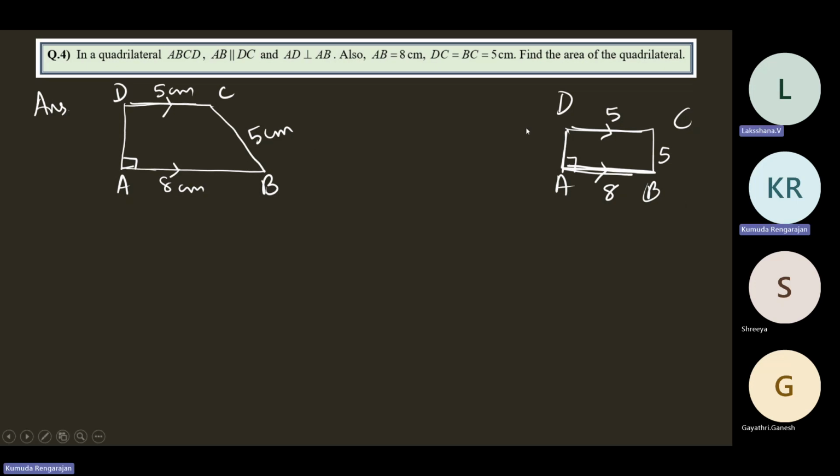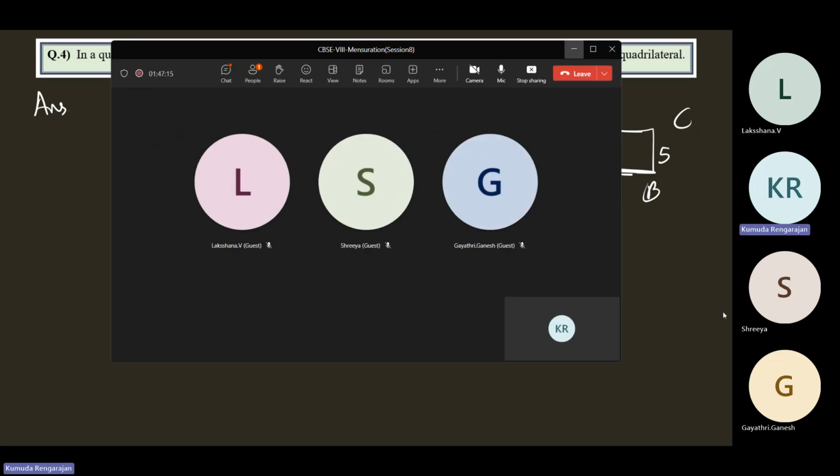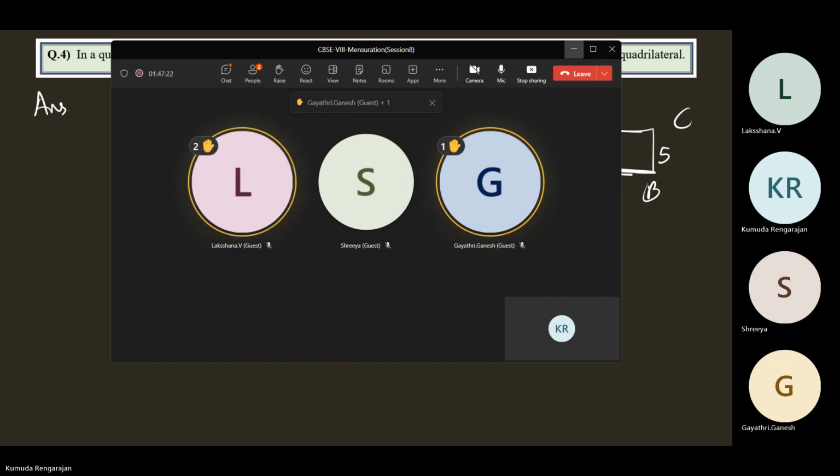Online students, use the emoji, raise your hand. Gayatri, Shriya, and Lakshana. Shriya, are you there, Lakshana? Yeah, good. Formula to find the area for trapezium.